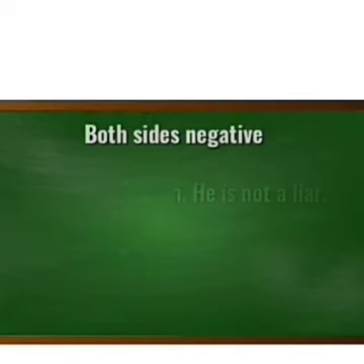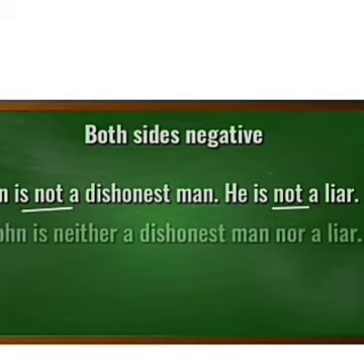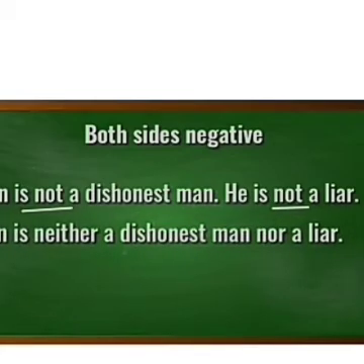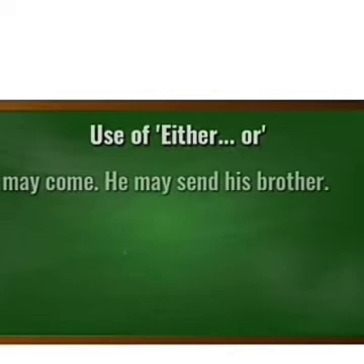Now just see how to join when both sides are negative. When both the sentences are negative: John is not a dishonest man. He is not a liar. In place of "not", what can you use? John is neither a dishonest man nor a liar. Means neither, nor. Neither is John a dishonest man nor a liar. Now see the use of the helping verb "is". We place it either behind "neither" or before "neither", or before the noun or after the noun. Clear?